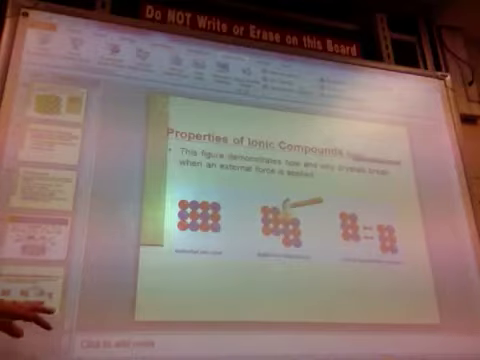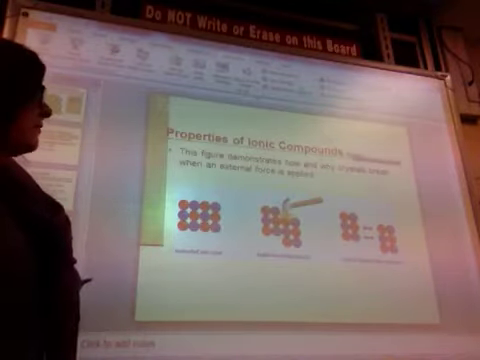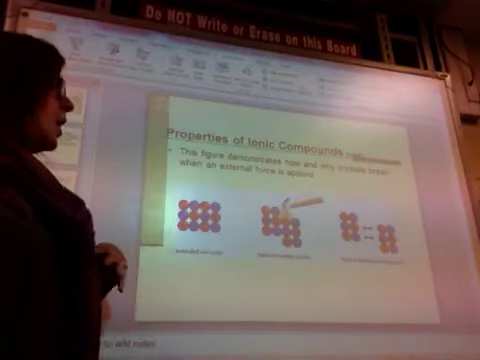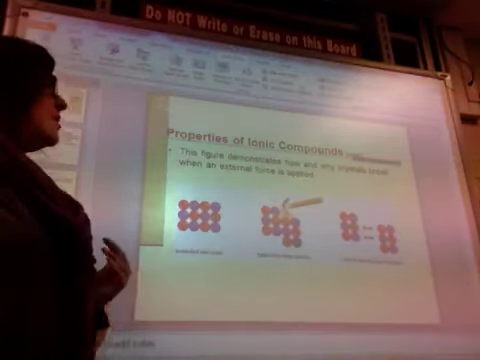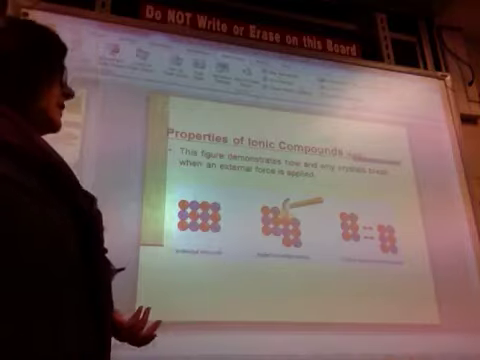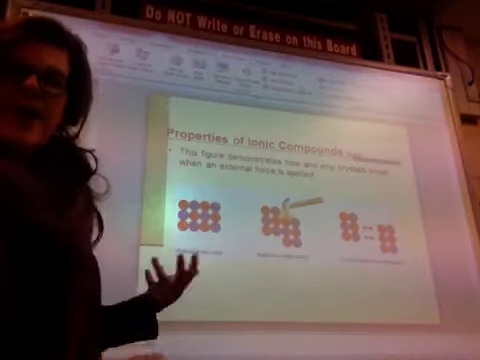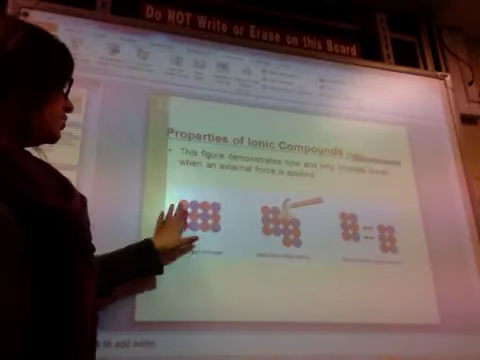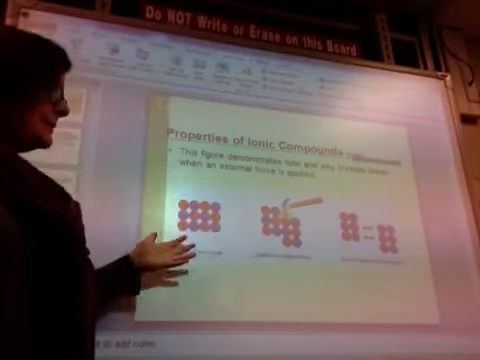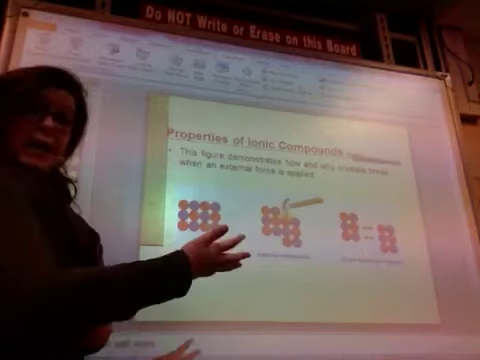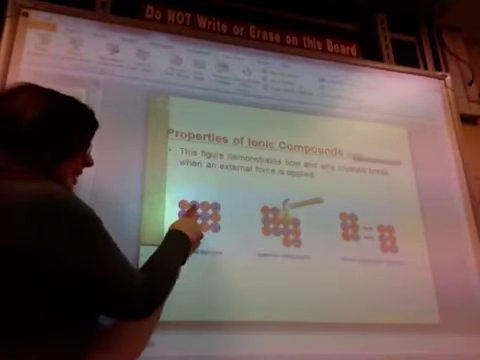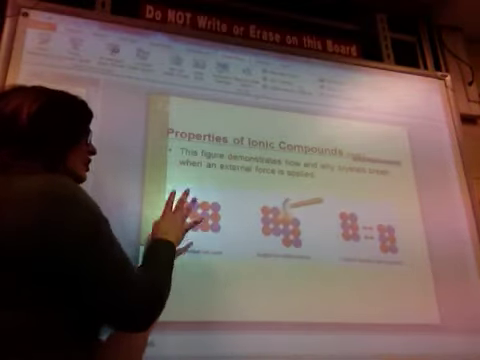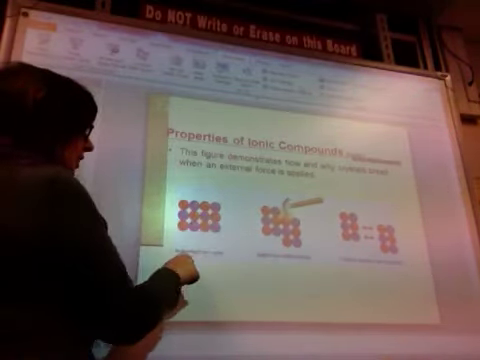Last thing, in terms of a property for an ionic compound, this really demonstrates how an ionic compound can break pretty easily when you apply some type of external force. So here we have some type of crystal structure or crystal lattice. I see that it's just a repeating unit. I have a plus charge, a minus, a plus, a minus, a plus, a minus, a plus, a minus. So it's just this repeating structure over and over again.